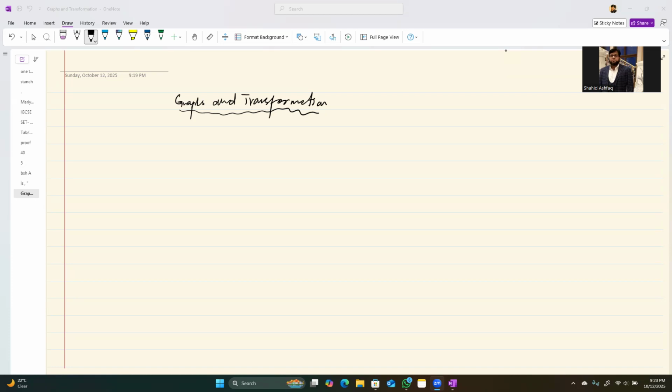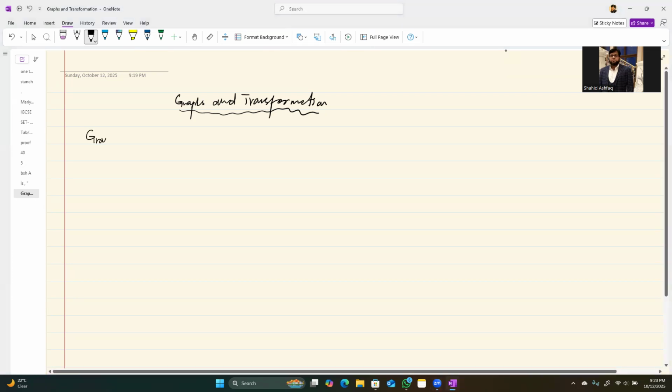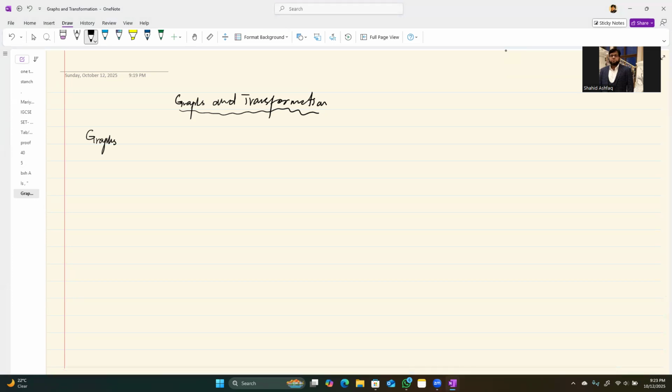So the very first thing we need to understand is graphs of different shapes. Different equations have different meanings or different types of graphs. When we divide the shapes and their graphs, we have three major categories.